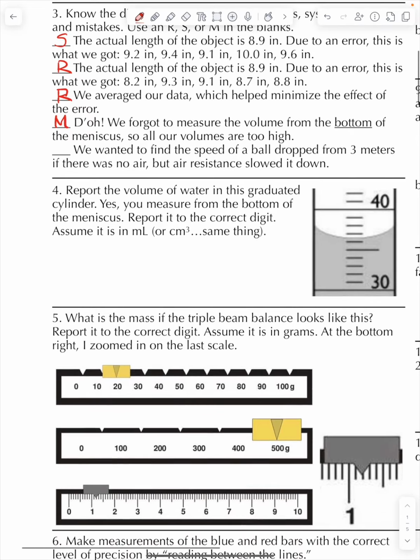We wanted to find the speed of a ball dropped from 3 meters if there were no air, but air resistance slowed it down. So is that going to cause some people to get too fast of a speed because of the air resistance and some people to get too slow? No, everybody's going to get too slow of a speed because of this air resistance. So because everybody's missing it in the same direction, that is a systematic error.